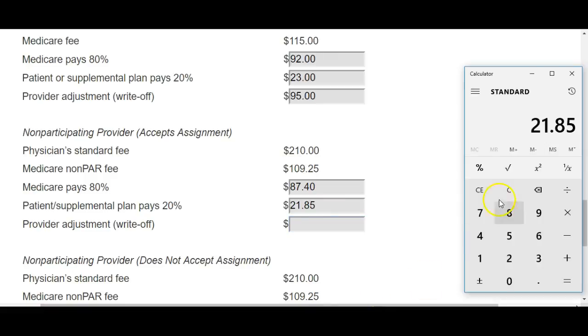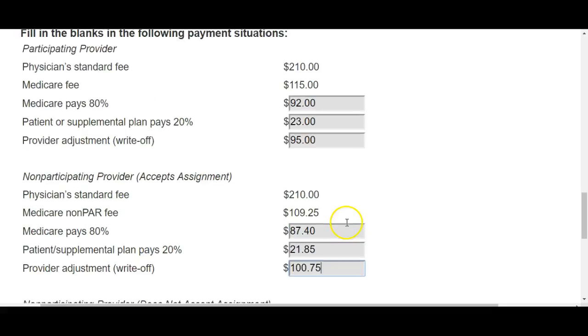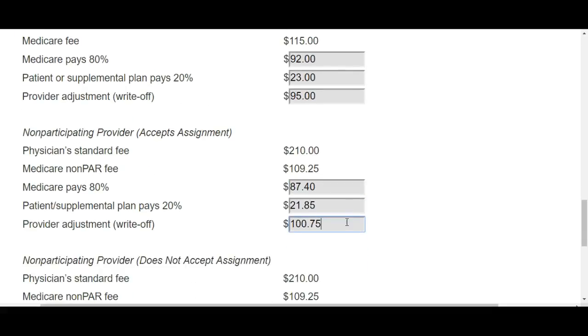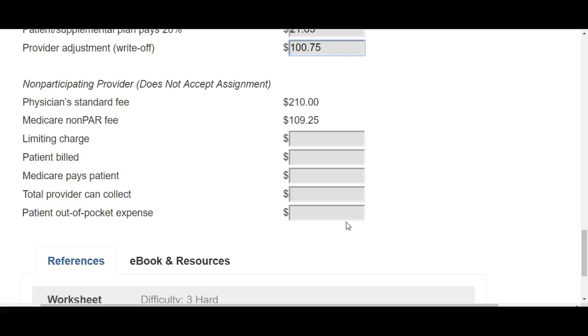And then to find the write-off amount, we take 210 minus 109.25. And that's going to give us a write-off amount of $100.75. Okay? So those two are fairly straightforward. It's basic math, 80-20. When we get down here to this non-participating provider who does not accept assignment, things get a little bit trickier. Okay.